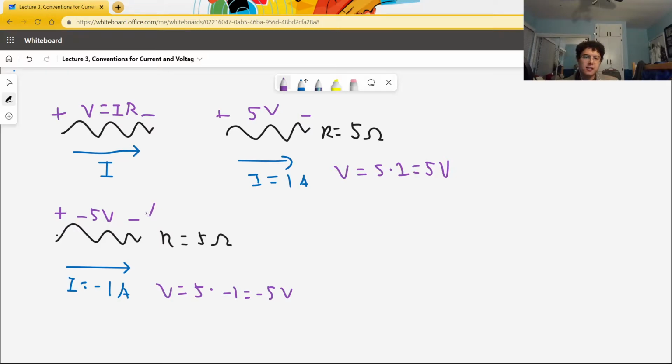Another way to say it is that if this was a 0 volt terminal, then you would add -5 volts to find out what this terminal was. So this terminal would be -5 volts. Similarly, up here, if this terminal was 0 volts, then when you traveled across the resistor, you would add 5 volts, so that this terminal would be 5 volts.